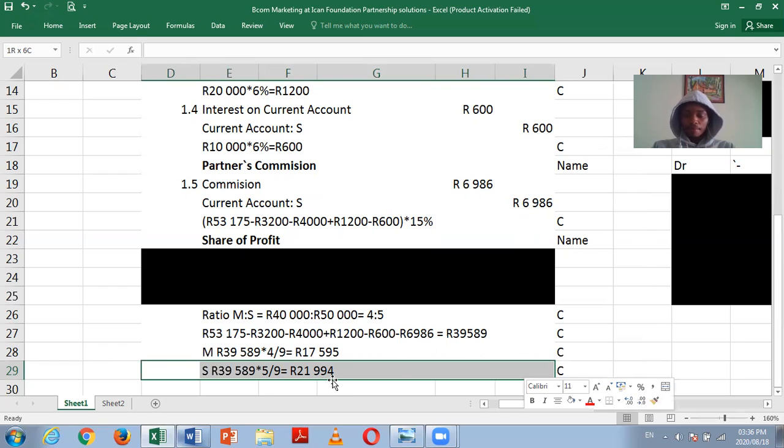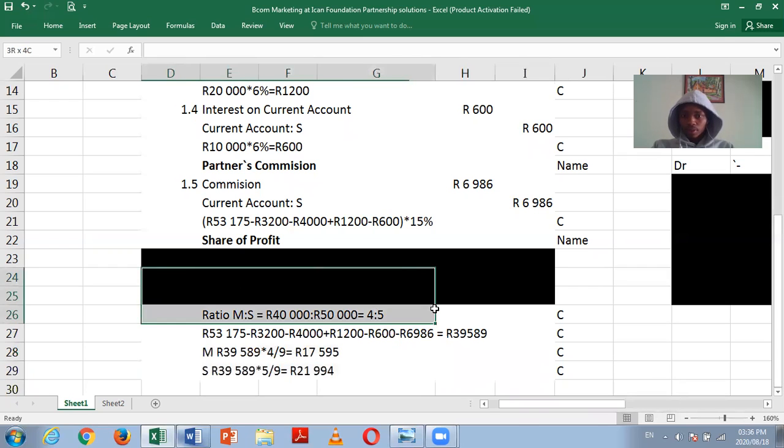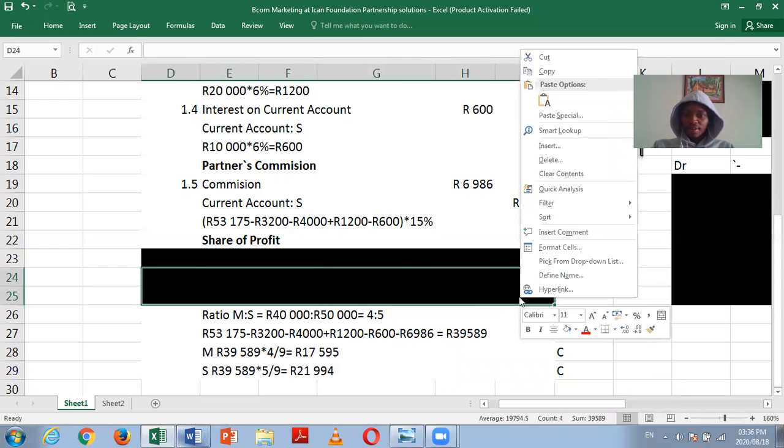Now, what is the general rule? When we are splitting a profit, it means the partners will receive the profit, right? So the fact that the partner will receive the profit, remember I told you, when the partner receives or earns something, what will happen to the current account? It will increase. On which side? On the credit side. Why? Because it's an equity, right? So it means now my current account is supposed to be what? Supposed to be credited because we are sharing a profit, right?